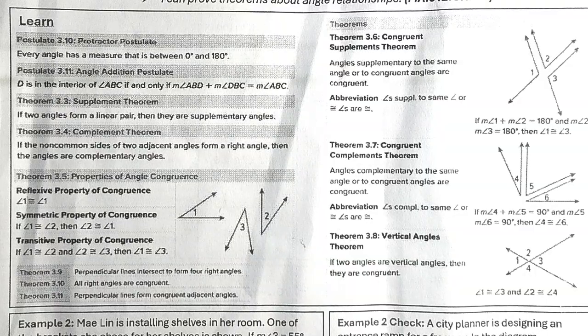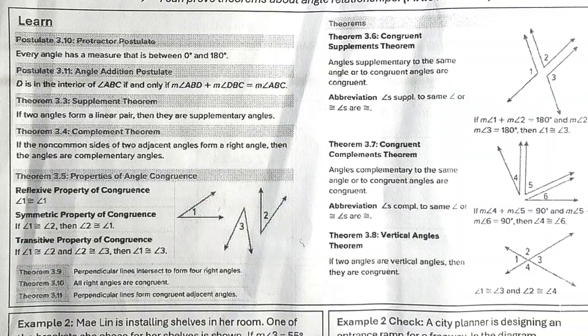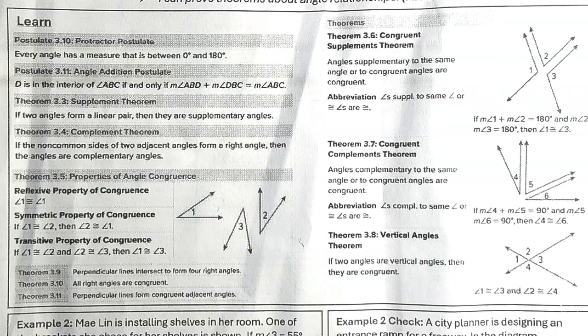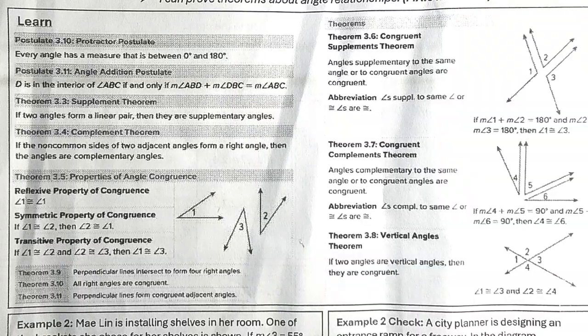So anyway, postulate 3.10, the protractor postulate. You guys know what a protractor looks like. I normally have one, but I don't at the moment. But every angle has a measure that is between 0 and 180. And if you look at the protractor, one end is 0 and the other end is 180. It's also a straight line, which is also half a circle. Just for future reference. The straight line part, though, we'll talk about below.